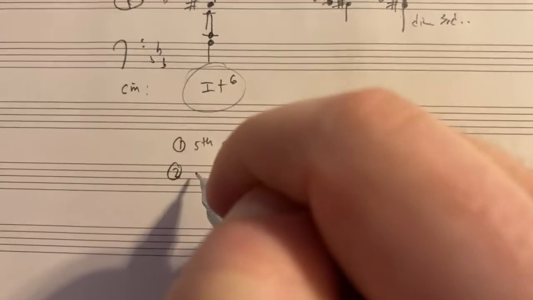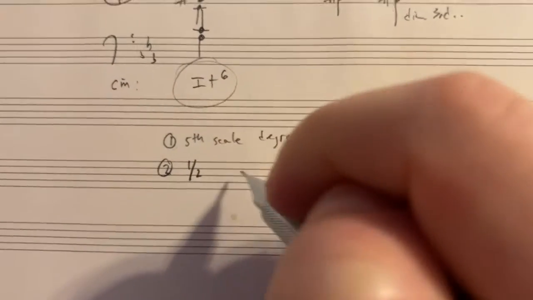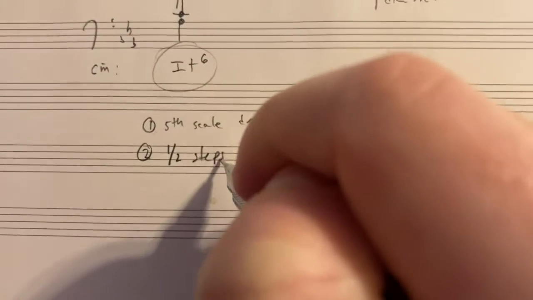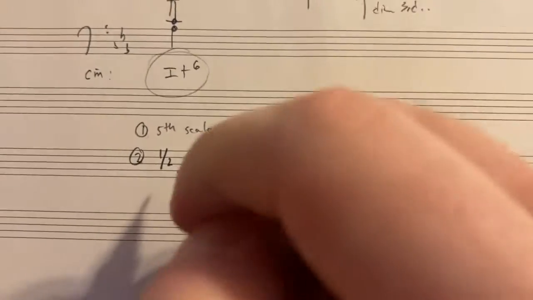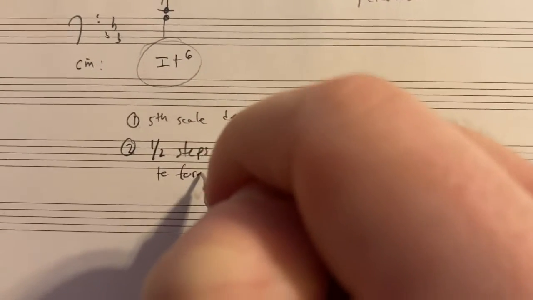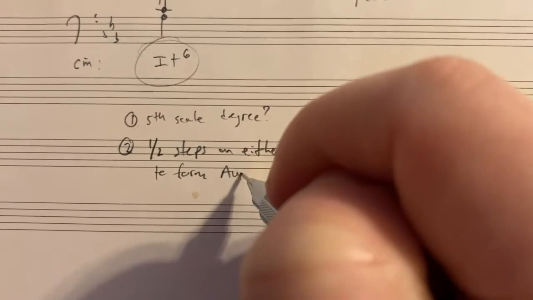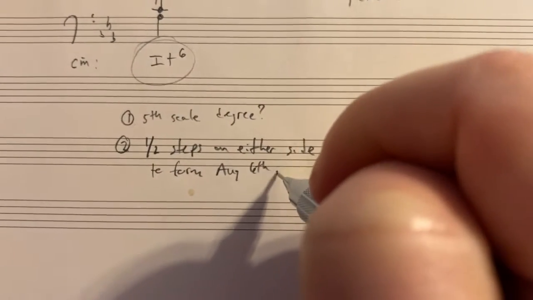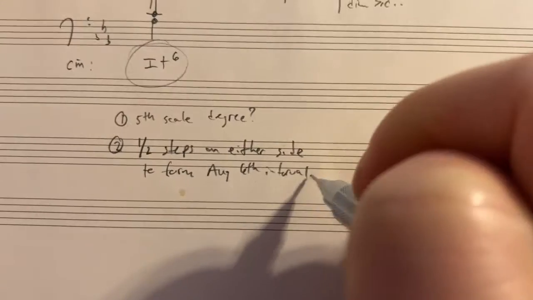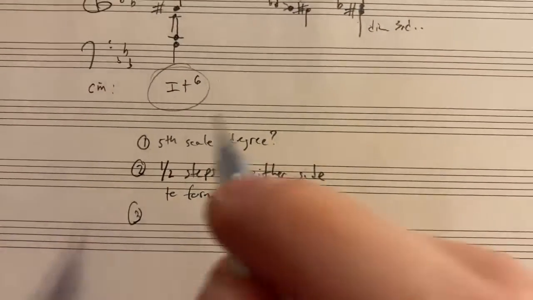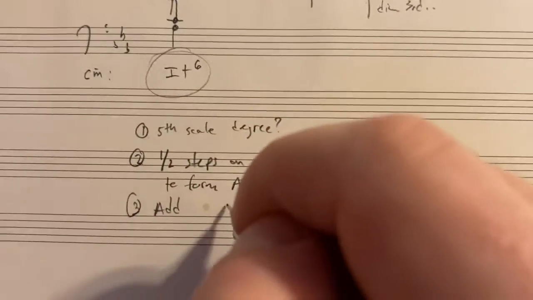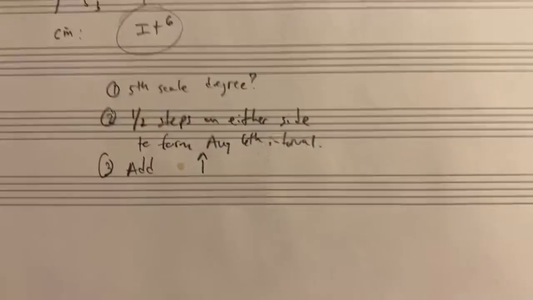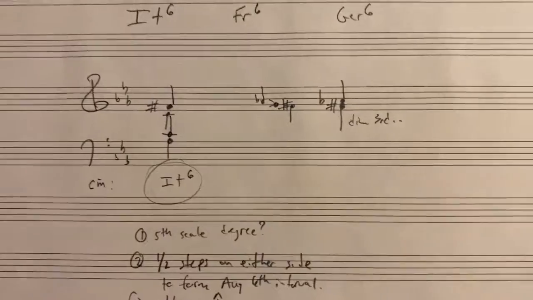Second is half step on either side to form the augmented 6th interval. And then step 3 for Italian 6 is add scale degree 1. Okay, in this case C.